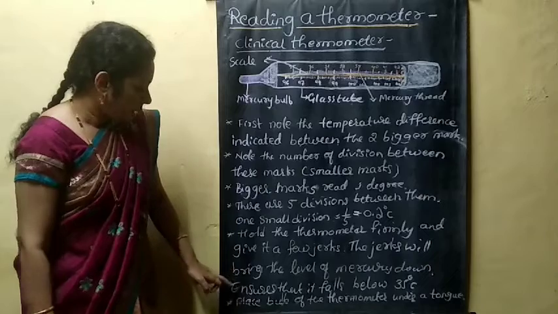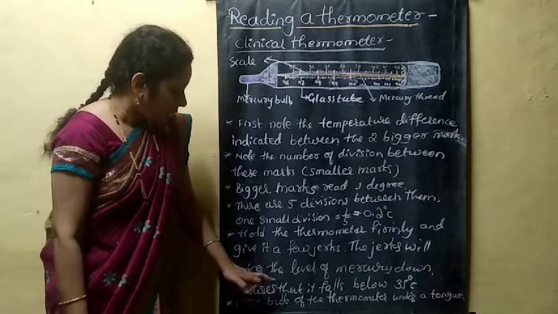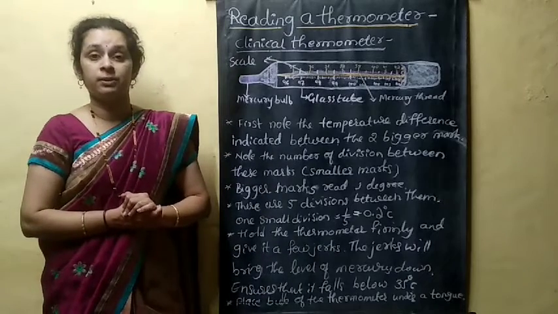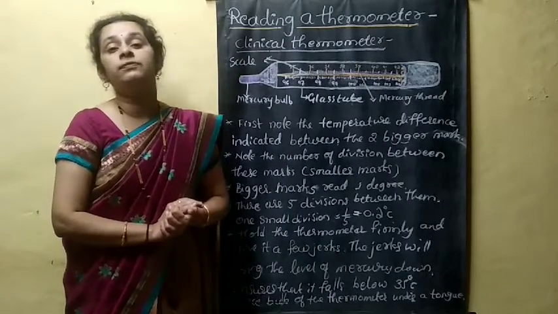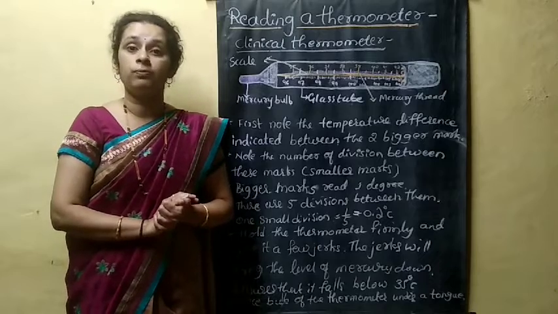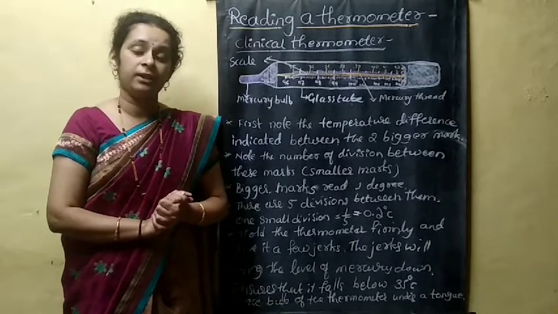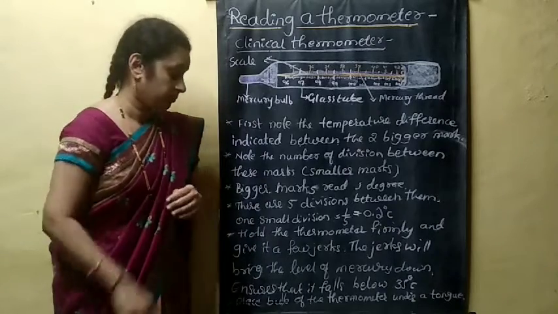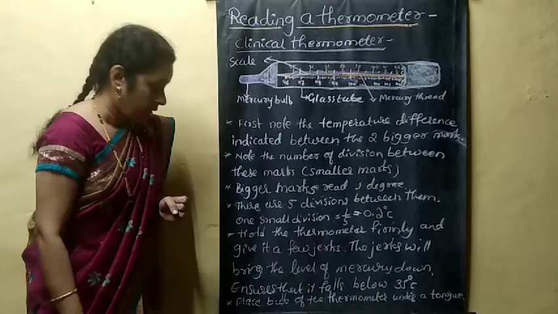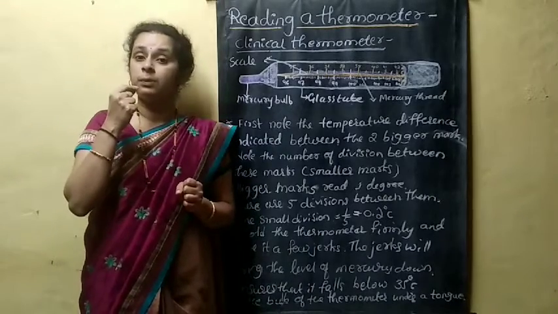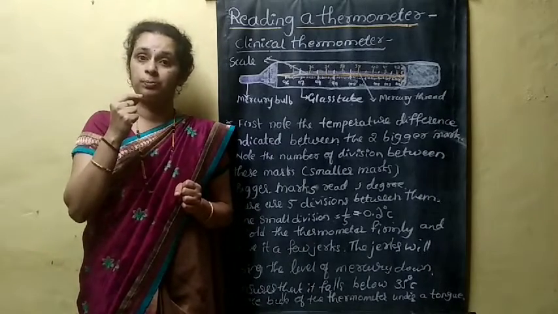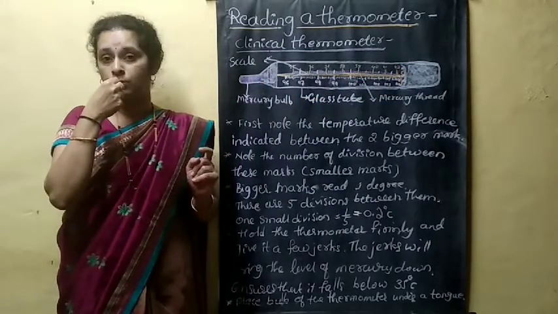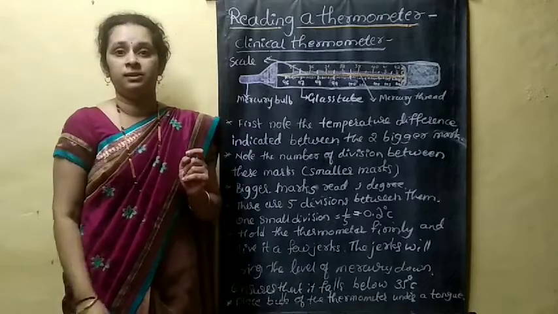Next, the very important thing to remember: ensure that it falls below 35 degrees Celsius. You first have to check whether the mercury level is below 35 degrees or not. Then only take the body temperature measurement with the clinical thermometer. And you have to place the bulb of the clinical thermometer, okay, the bulb, not this side. Keep the bulb of the clinical thermometer below the tongue.